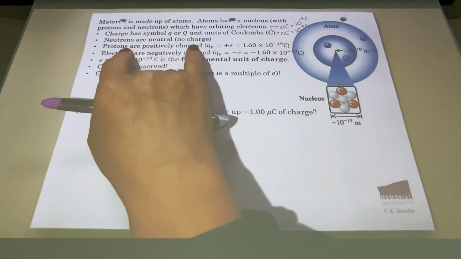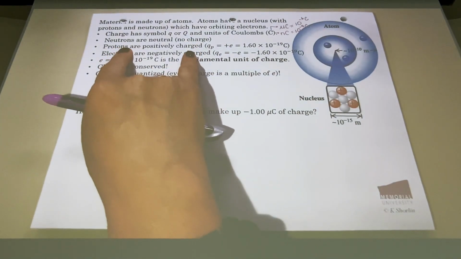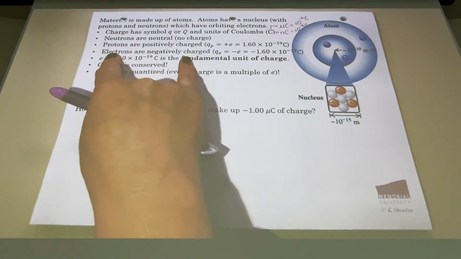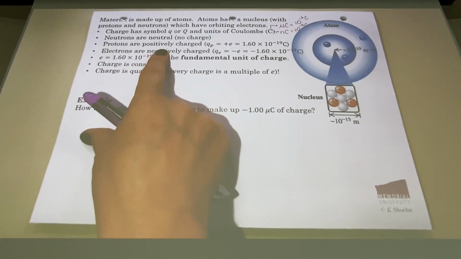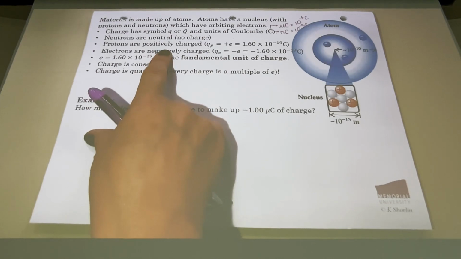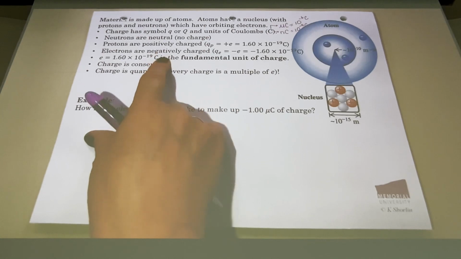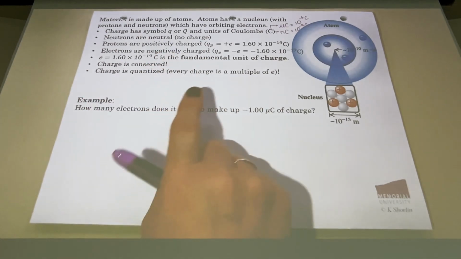Neutrons don't have any charge at all. Protons have a positive charge. Electrons have a negative charge. This idea of positive and negative charge, that doesn't really mean anything. You could just as well call it up and down, black and white, left and right. It just means that they're opposite. So that's what positive and negative means.